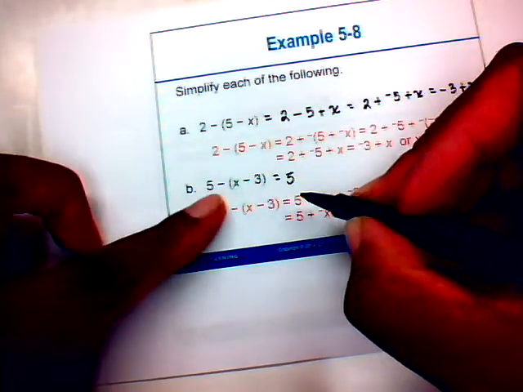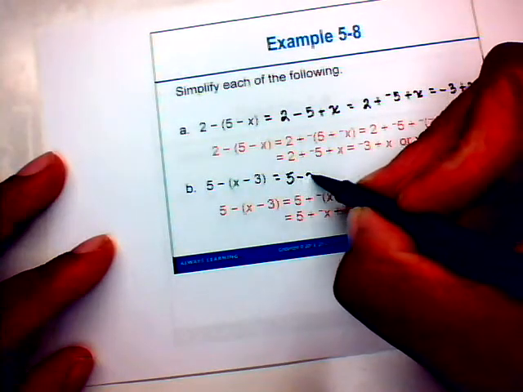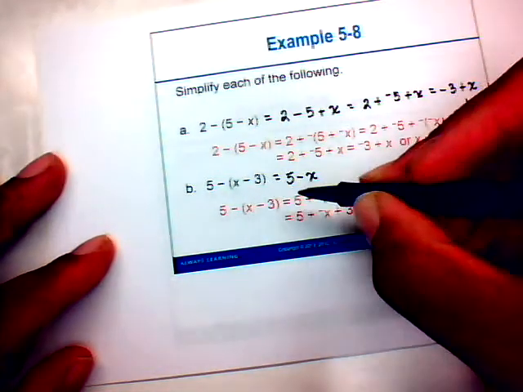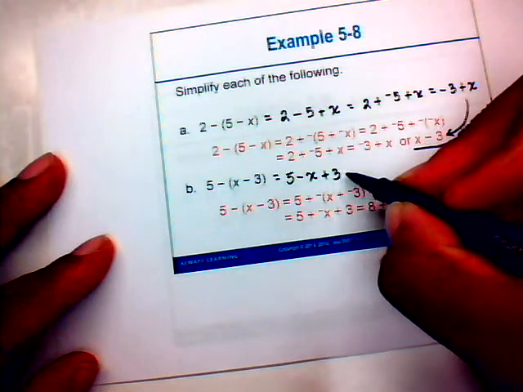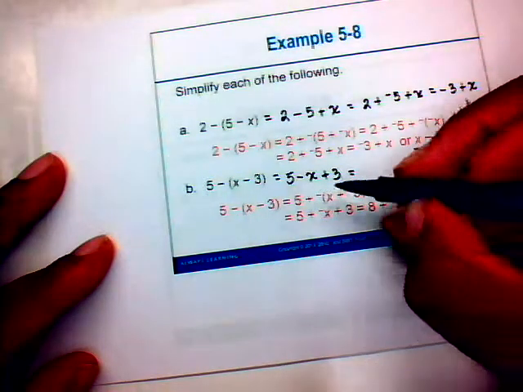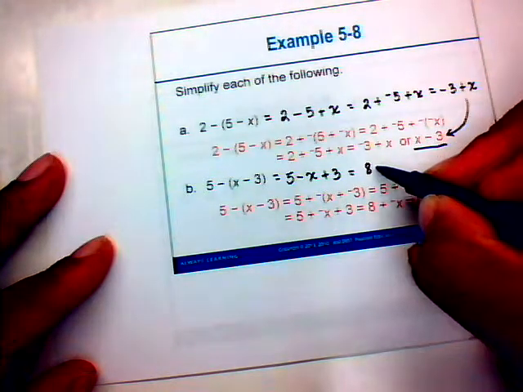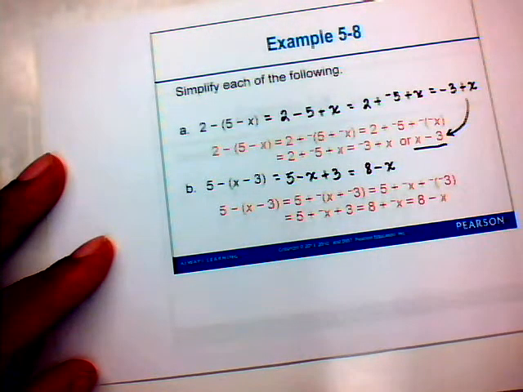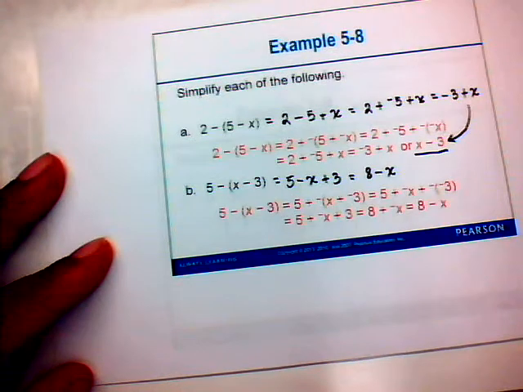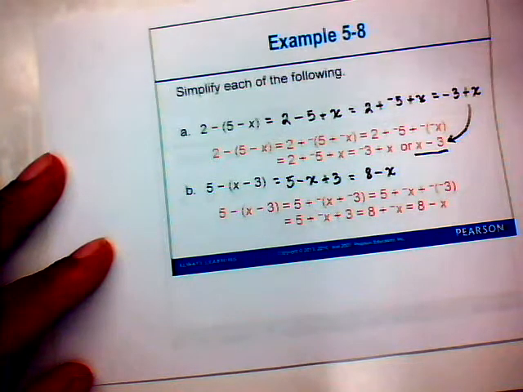Bring over the 5. The minus sign will make the x minus x. The minus sign will make the minus 3 plus 3. In this case here, 5 plus 3, we combine the like terms as 8 minus x, which is exactly what they have here. So here, you'll end up with 8 minus x.